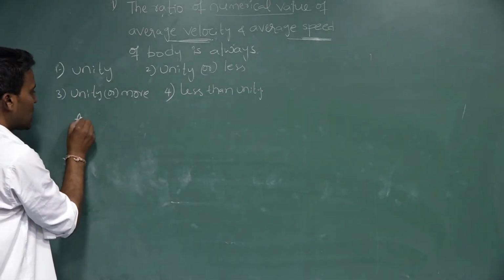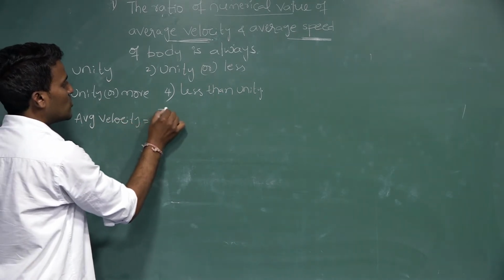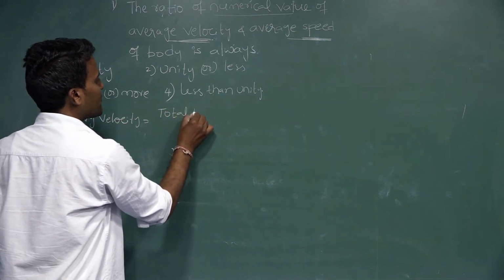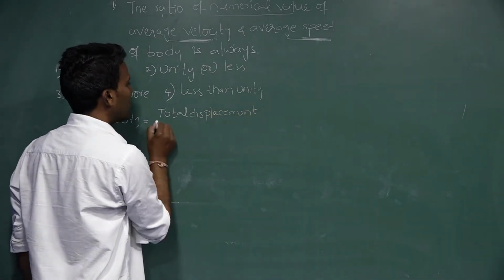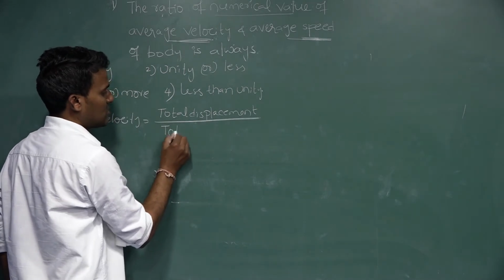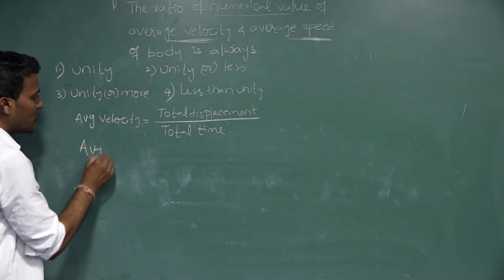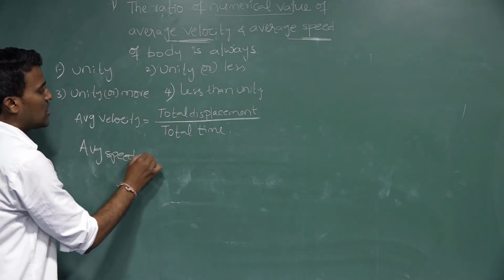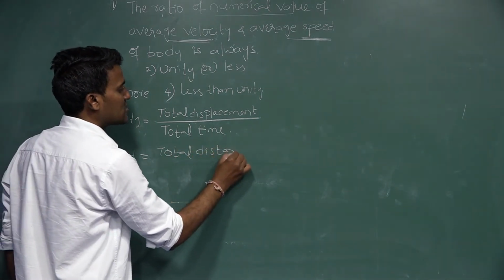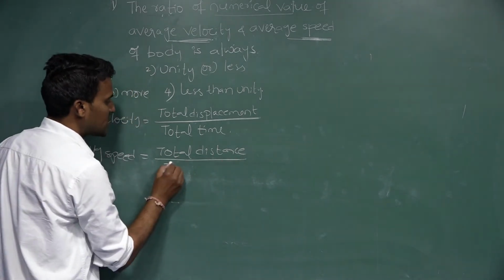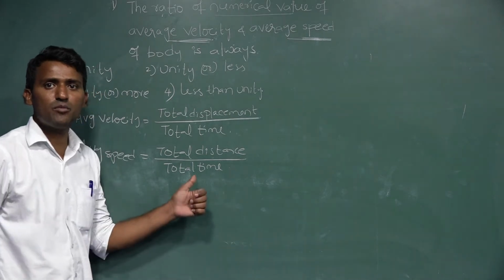What is average velocity? Average velocity is equal to total displacement divided by total time taken. And average speed is equal to total distance divided by total time.